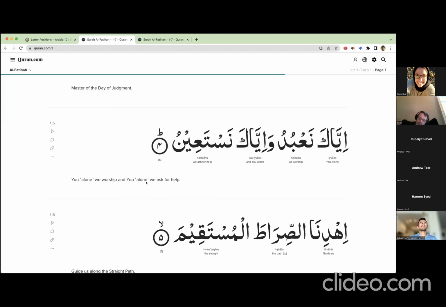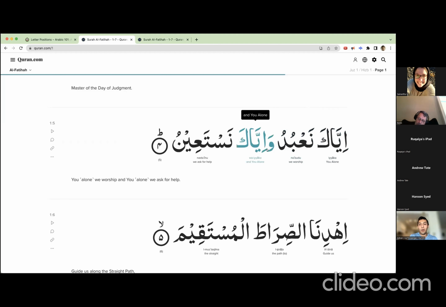Or you could say, La na'budu illa iya. Like, we don't worship except you. Illa iya. You can't just say, la na'budu illaka. The object pronoun needs that iya just to be its independent thing. So, iyaka na'budu. You, we worship.